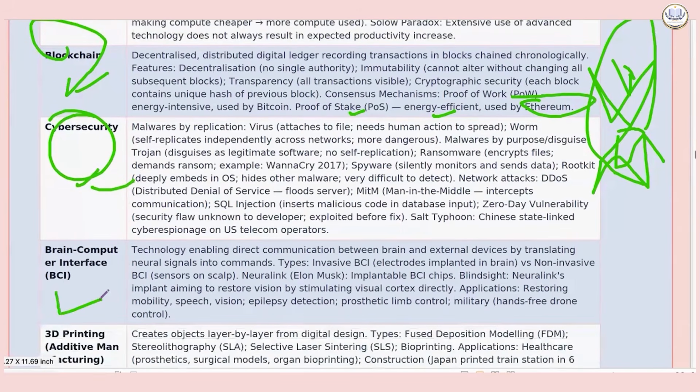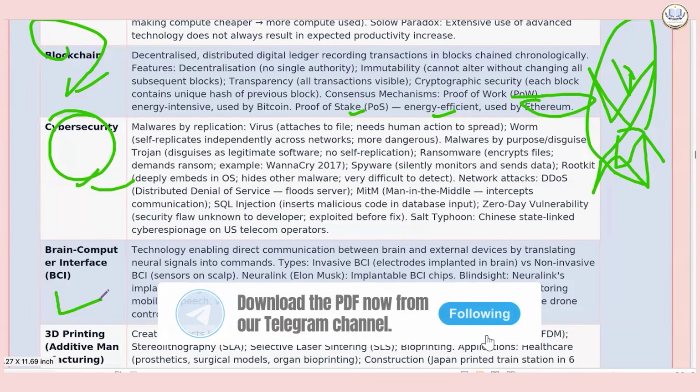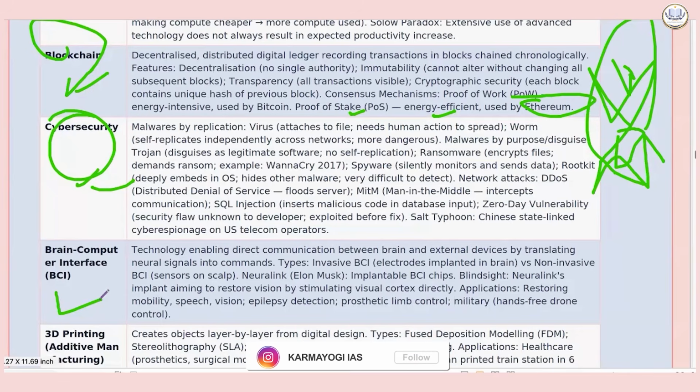We have brain-computer interface. It is technology enabling direct communication between the brain and an external device by translating neural signals into commands. We have different types, like invasive BCI, and then non-invasive with sensors on the scalp. What is invasive? Electrodes implanted in your brain. There is Neuralink, which has been developed by Elon Musk, and then we have implantable BCI chips. It is aiming to restore vision by stimulating the visual cortex directly. It can restore mobility, speech, vision. Military, hands-free drone control, etc. It has a wide range of applications.